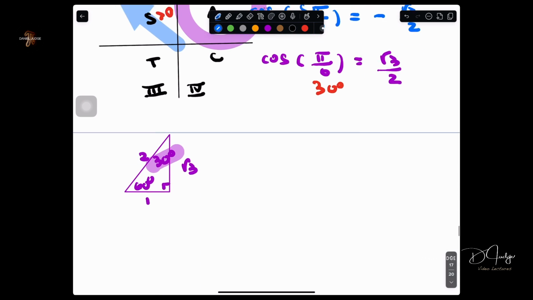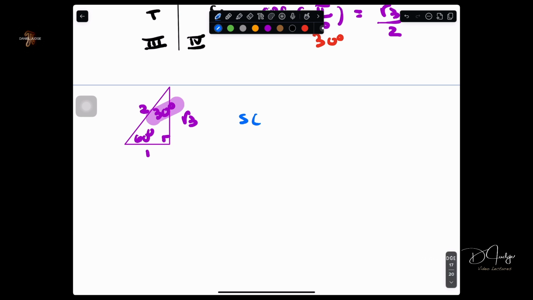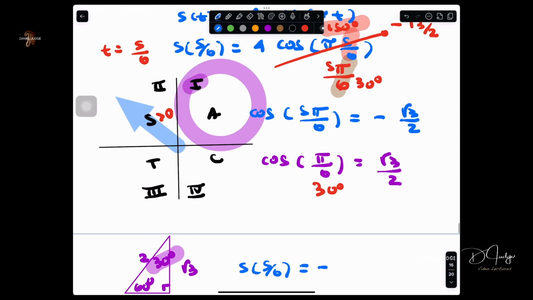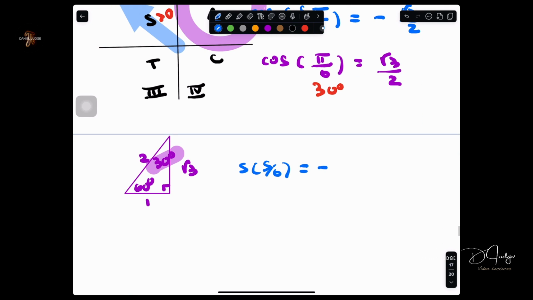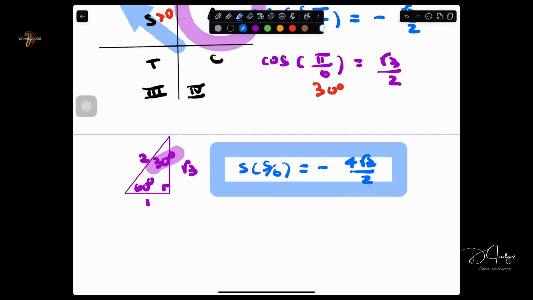So the position function at 5/6 is 4 times negative square root of 3 over 2, which is negative 4 square root of 3 over 2. Okay, and I think that's still in centimeters, by the way. So, okay, there's our first answer.